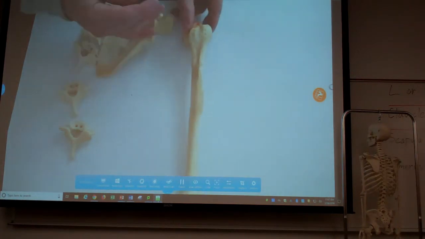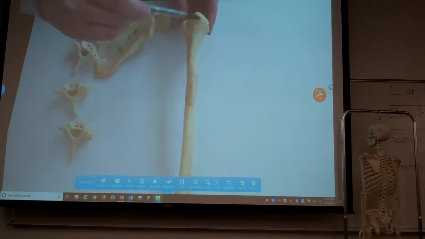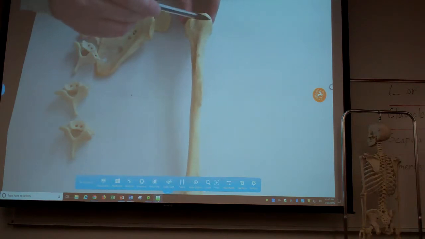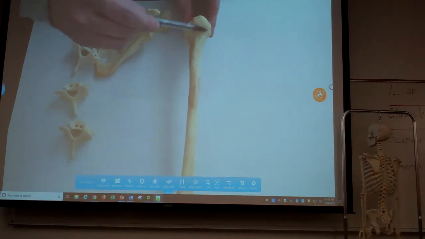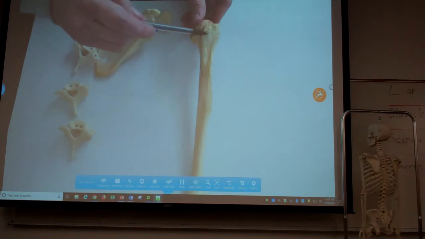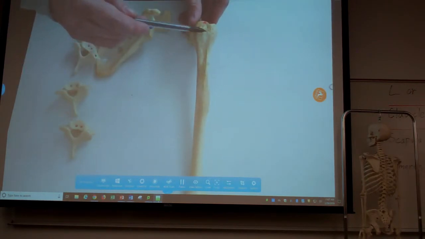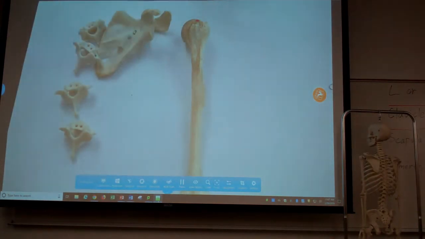Again, I apologize here. These are tubercles up here, not trochanters. Tubercles. We've got a greater tubercle and a lesser tubercle. Questions on the landmarks?